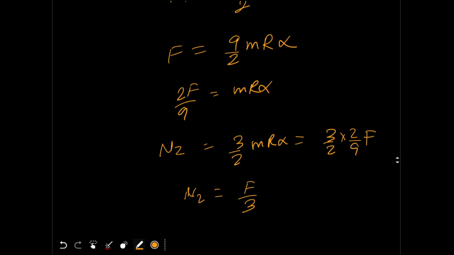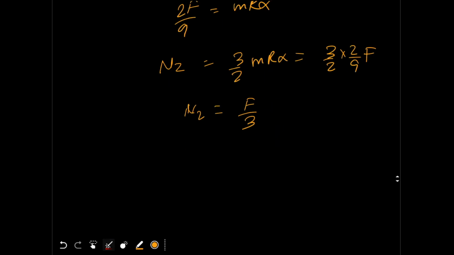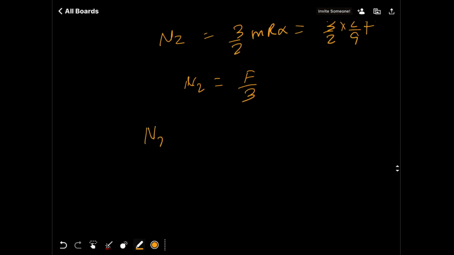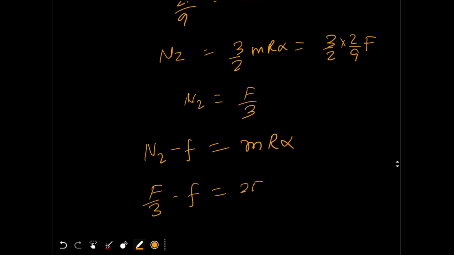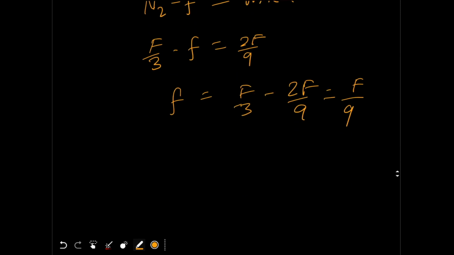Now let's go back to the third cylinder. What is the net force? For the third cylinder we have N2 minus friction is equal to ma, that is mr alpha, since the acceleration of center of mass is r alpha, right? Since N2 is F by 3, F by 3 minus friction is equal to mr alpha, which is 2F by 9. So friction will be F by 3 minus 2F by 9, that is F by 9. This is your friction.